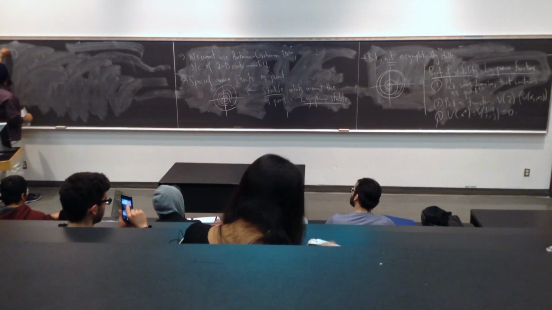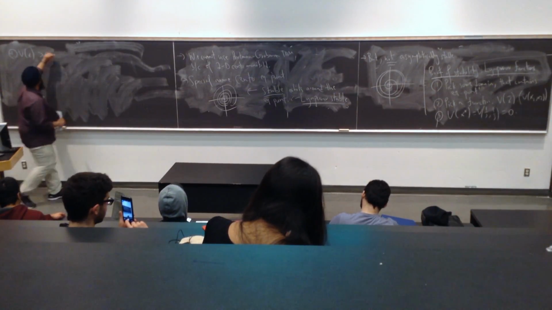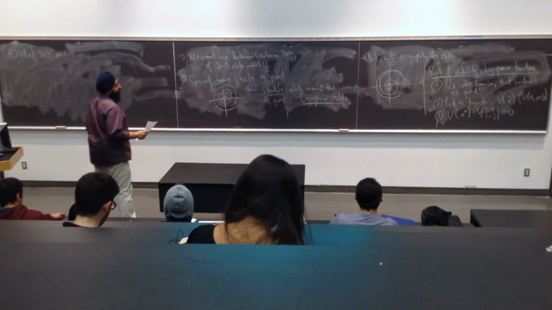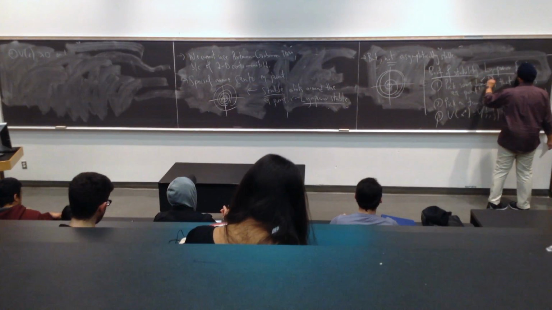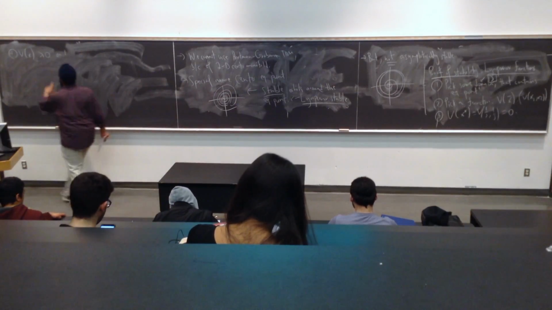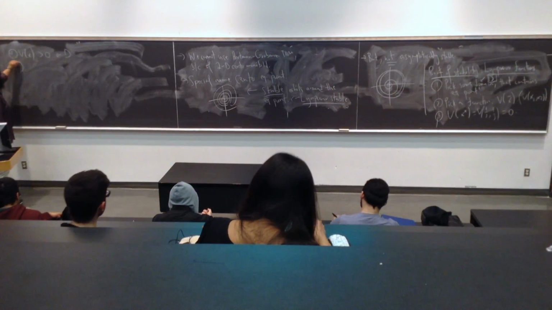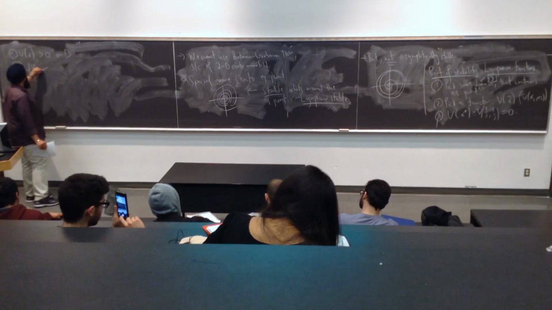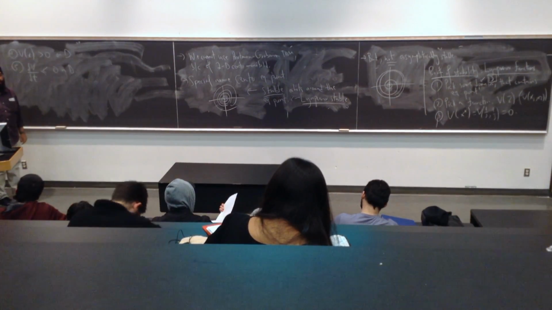Then you have to show that V of x is greater than 0 on the domain. Let me label the domain D. So you must show that the function is strictly positive on D. Then the fifth thing is you must show that dV/dt is less than or equal to 0 on D.